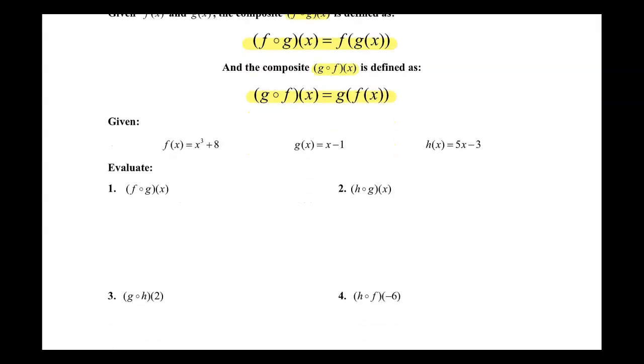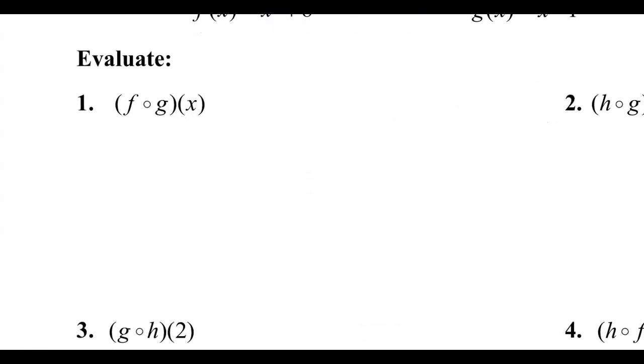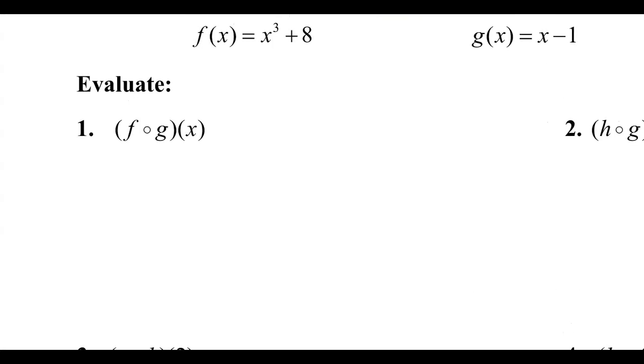Let's go ahead and look at a couple of examples to see exactly what we're supposed to do. In example number 1, we're going to find f composed with g of x. First thing I'm going to do is rewrite this as f of g of x. Now that I have it written out, I'm going to work from the inside out. You're going to hear me saying that a lot. Work from the inside out. Inside we have g of x, which is represented by this function. So I'm going to rewrite this as f of g of x, which is x minus 1.